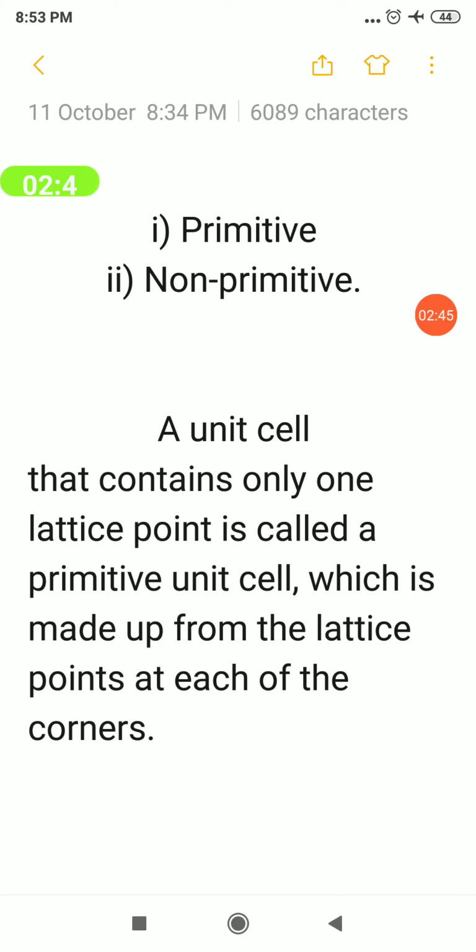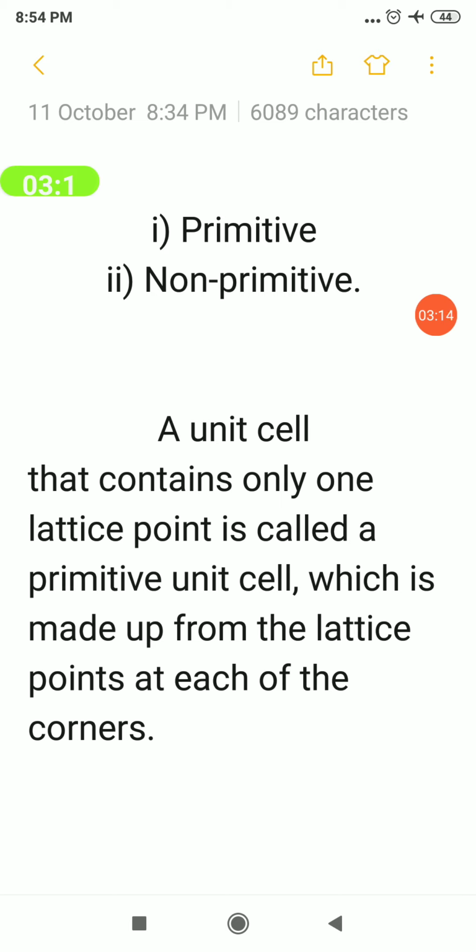In any cubic system, if the constituent particles occupy only the corners, such kind of unit cells are called primitive unit cells. Then what is non-primitive? In addition to corners, there will be constituent particles either in the face center or in the body center or in the edge centered positions. Such kind of crystal unit cells are called non-primitive unit cells.